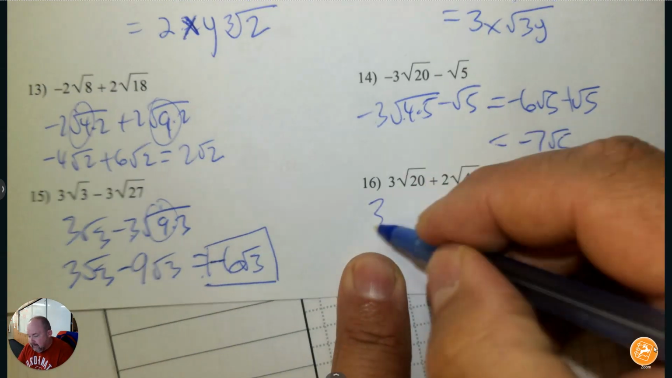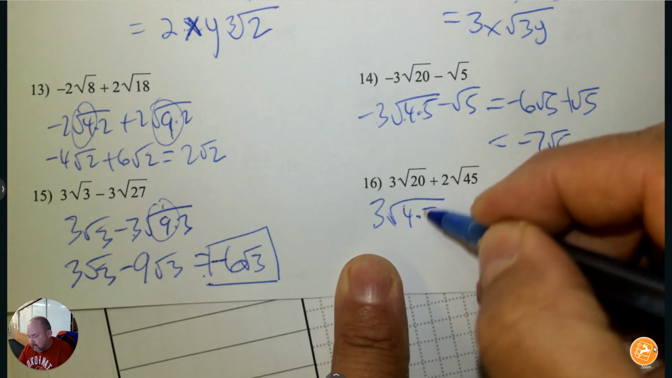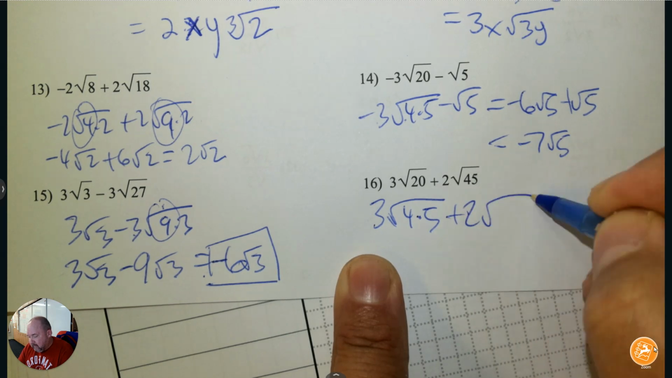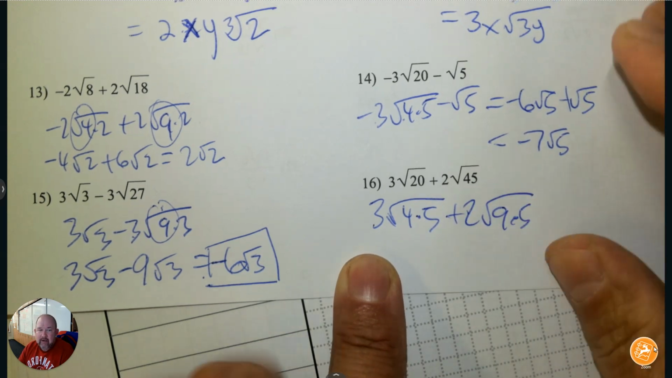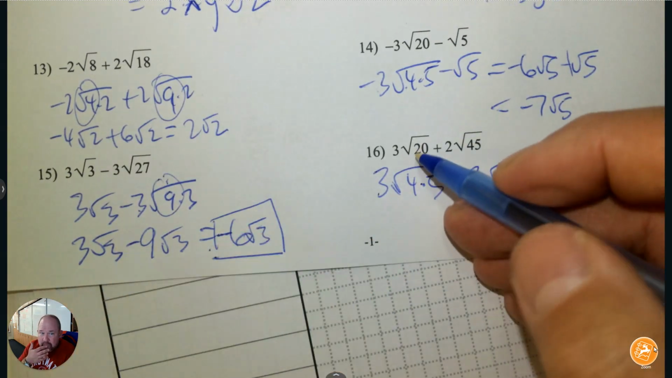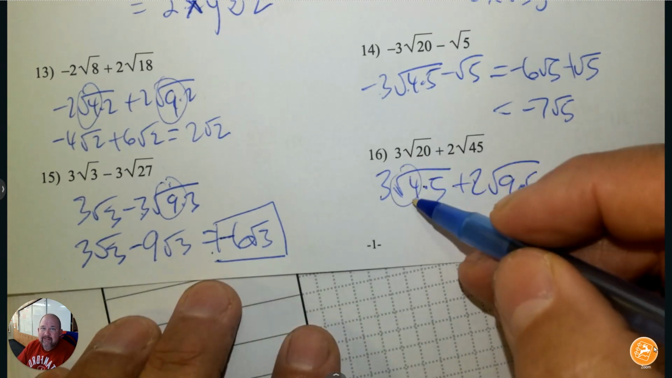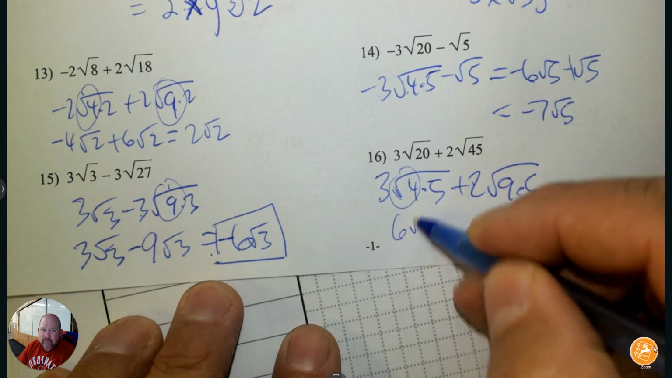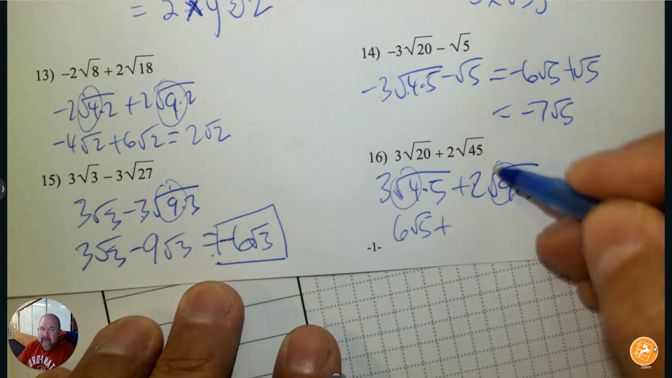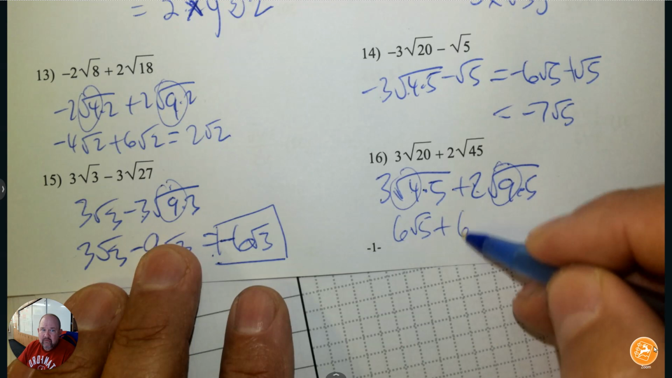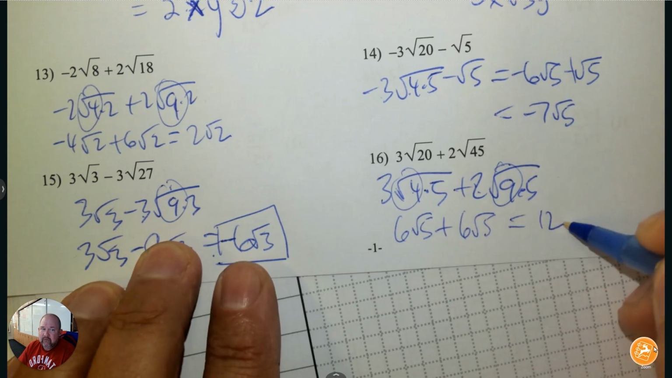20, we're going to simplify it. That's 4 times 5. 45, we're going to simplify it. That's 9 times 5. So the square root of 4 is 2 times 3 is 6 root 5. Square root of 9 is 3 times 2 is 6 root 5. So 6 plus 6 is 12 root 5. Turn the page.